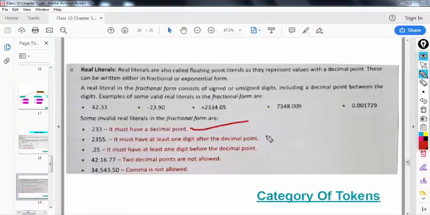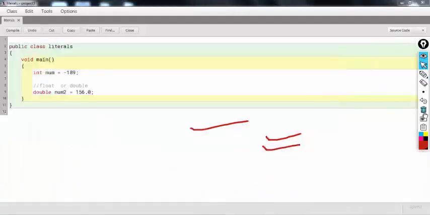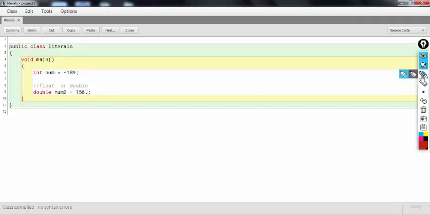Next point is it must have at least one digit after the decimal point, and it must have at least one digit before the decimal point. So let us say I remove this 0 here, and now it is just 156 dot. So this will result in an error, as you can see.